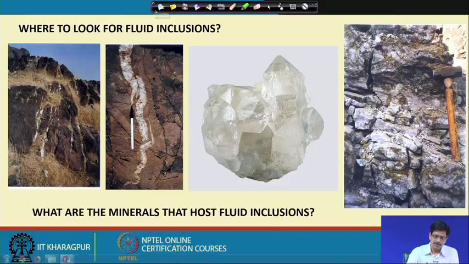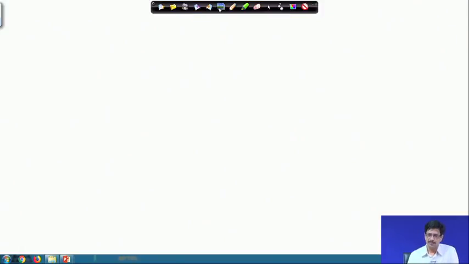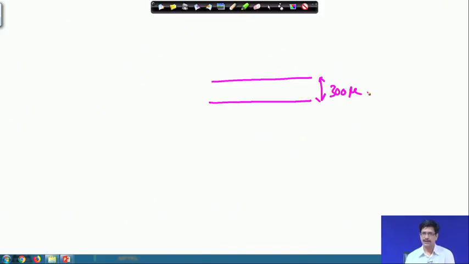Suppose we want to study fluid inclusions in such a mineral. What we have to do is prepare a slice or a section which should be about 300 micron in thickness, because we know that the inclusions will be measuring in tens of microns in their dimension. So, several such inclusions could be there within this 300 micron thick slice that I have cut out from the samples that I just showed from the exposure.